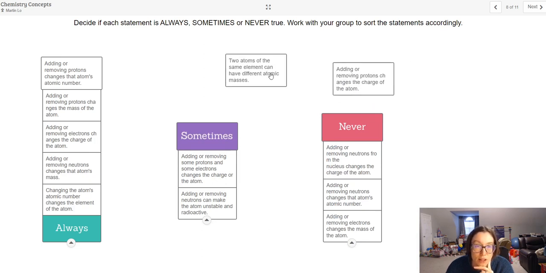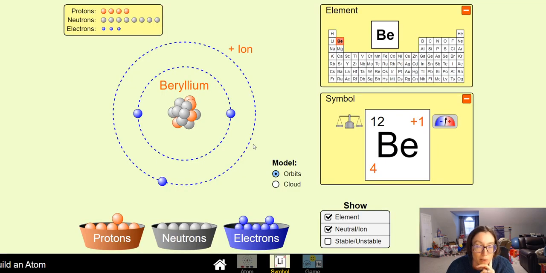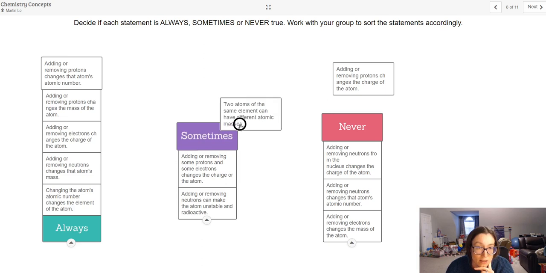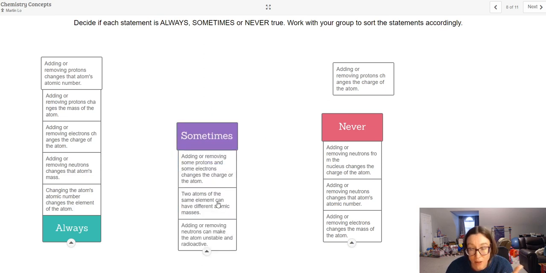2 atoms of the same element can have different atomic masses. All right, let's check this on our simulation. So this is beryllium, right? This is the element beryllium, and this is the atomic mass of 12. So what if we remove a neutron? Now it has an atomic mass of 11, atomic mass of 10, but these are still beryllium, so that's true. So they can. I'm going to put that in sometimes because they can, but they may also have the same.